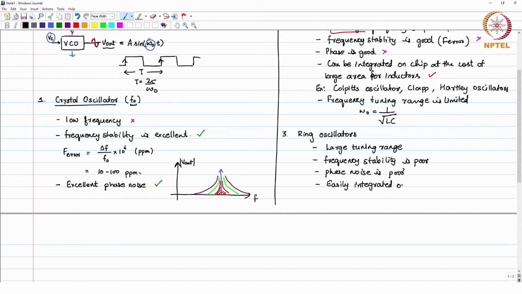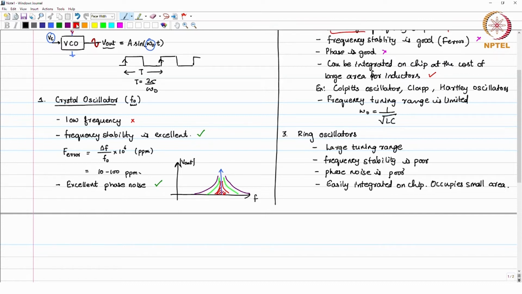Integration on chip is not at all a problem. They occupy a very small area, easily integrated on chip. So, if you want multiple ring oscillators on chip, you can easily integrate them.